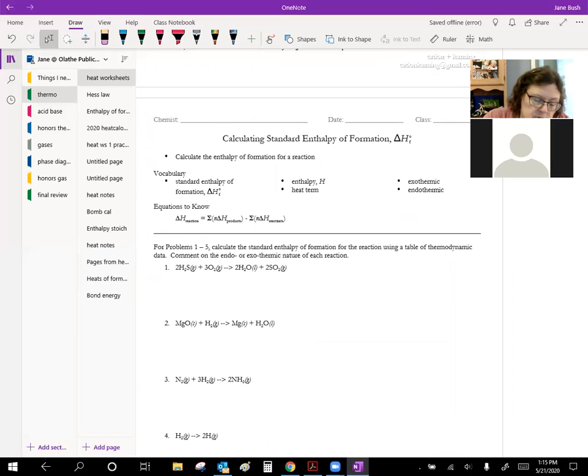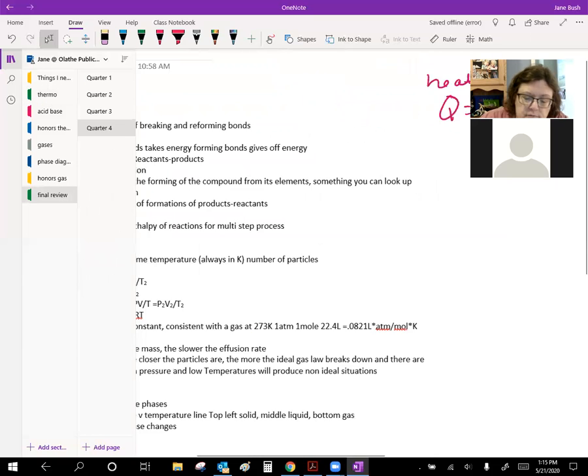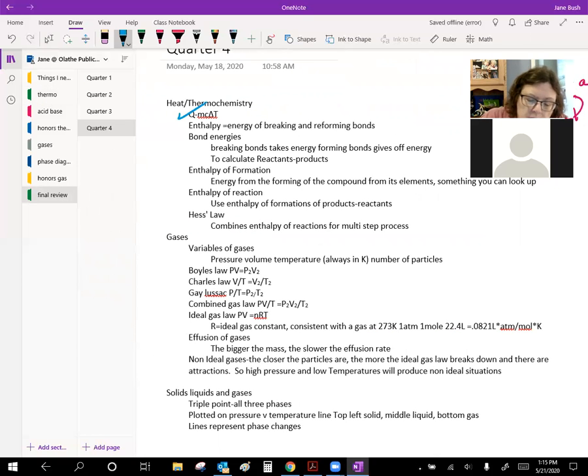Okay, so if I go back to my review, so far we've talked about this guy. We've talked about the definition of enthalpy. We talked about enthalpy of formation and enthalpy of reaction. So, questions? Do you want me to do some more of those? How do you want to proceed? Can you go over the first thing again? Q equals MCAT? Yeah. Sure.